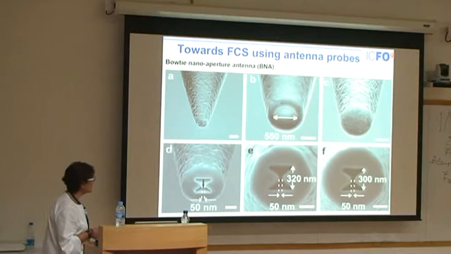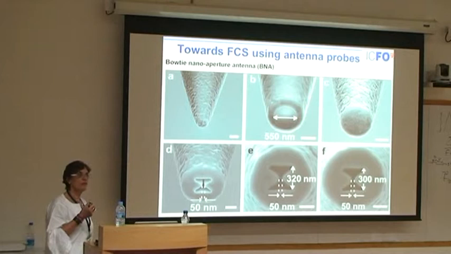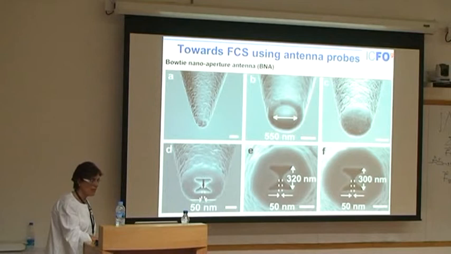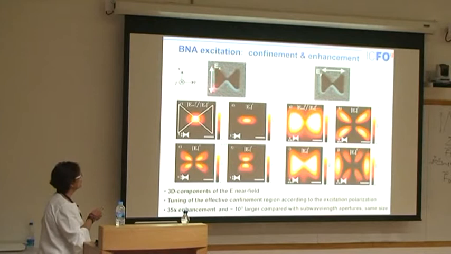And the advantage of using this is that now the light is going to be squeezed into these dimensions. It's not only going to be squeezed to dimensions of about 50 nanometers, but also the electromagnetic field is going to be much higher. I won't show you the simulations, but what you can see here is probably the result of the simulation in which we can amplify the field by a factor of 35 when we excite this antenna.